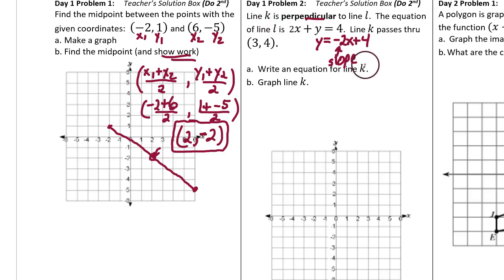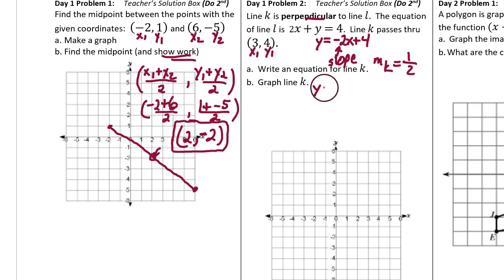Line K will have a slope that's the opposite reciprocal of that number. So the slope of K is 1/2. The way that I got 1/2 is I did the opposite of the negative number, which is positive, and I did the reciprocal of 2, which is 1/2. Now that we know the slope, we can write an equation for line K. We're going to use the slope here, and we're also going to use this ordered pair, 3 comma 4. The 3 is x1, and the 4 is y1.